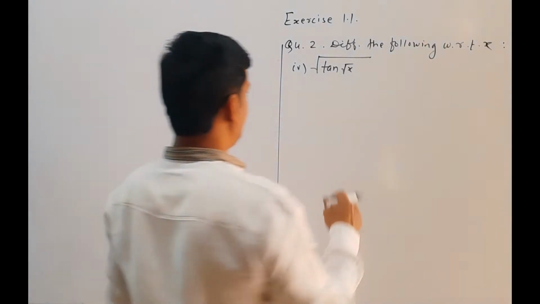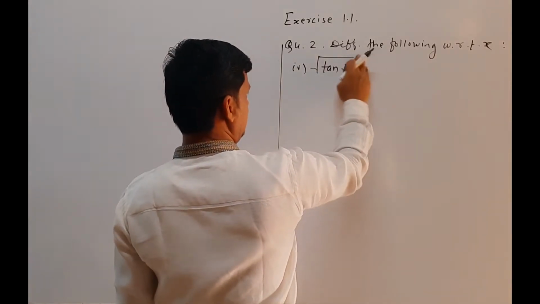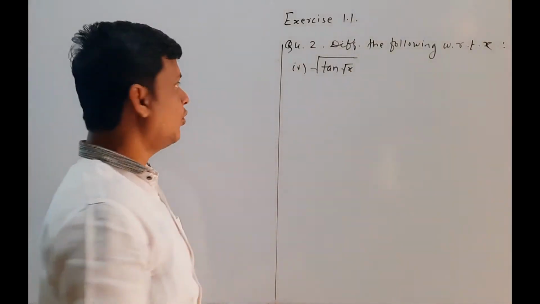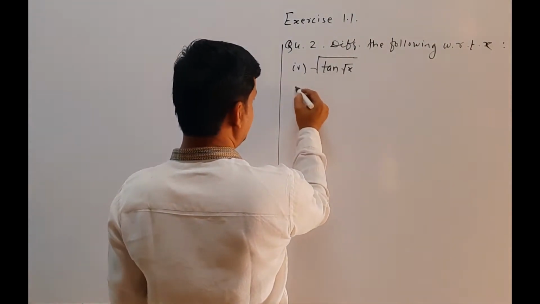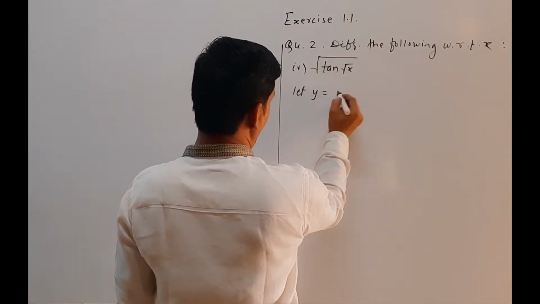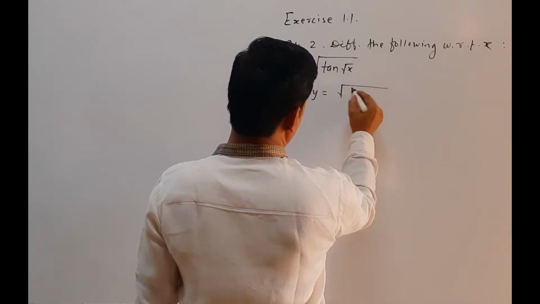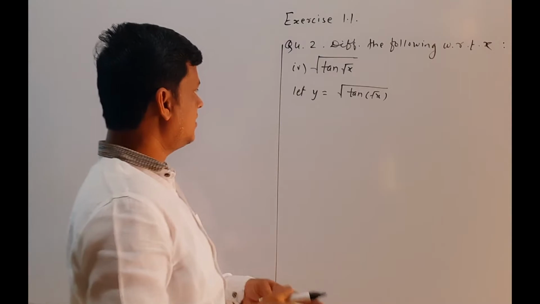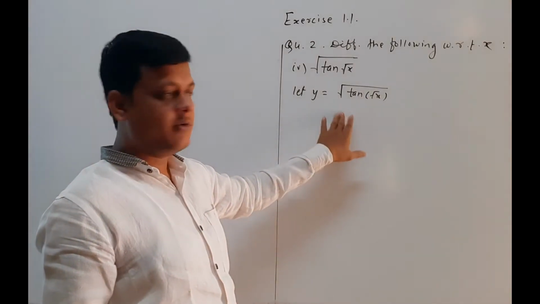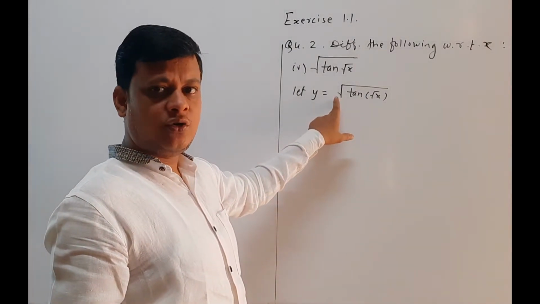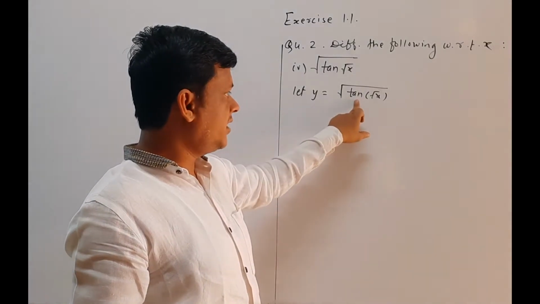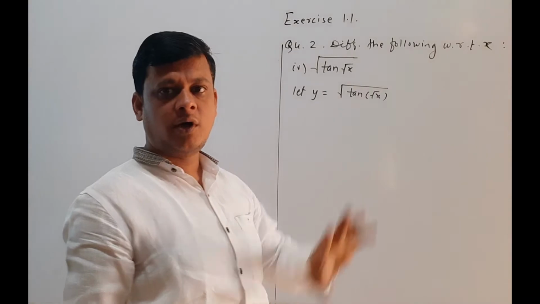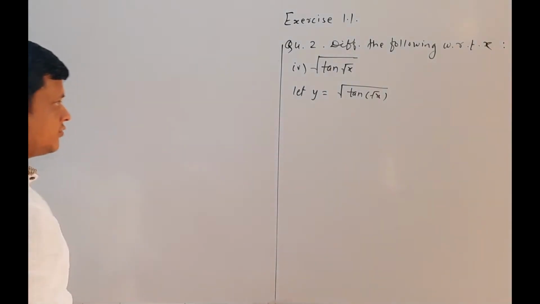Now see sub question 4. This type of problem we solved in main question 1. So we write this as let y is equal to square root of tan of root x. That means here three functions are given. The outer function is root, the inner function is tan, then again the inner function is root x. That means we have to find three derivatives here.